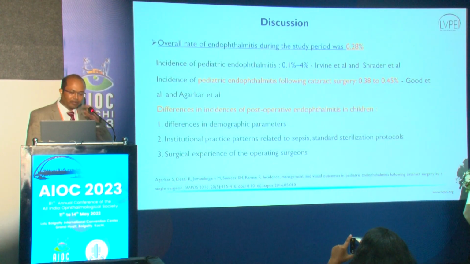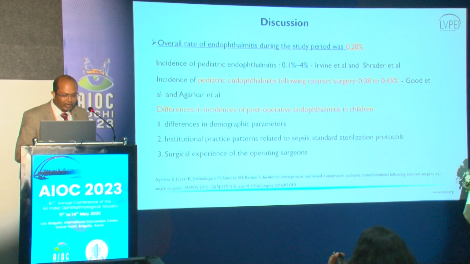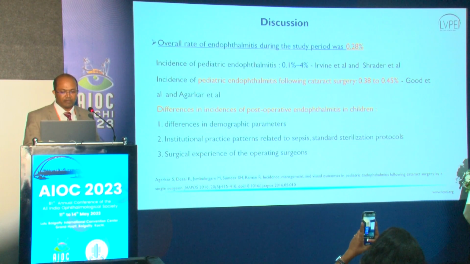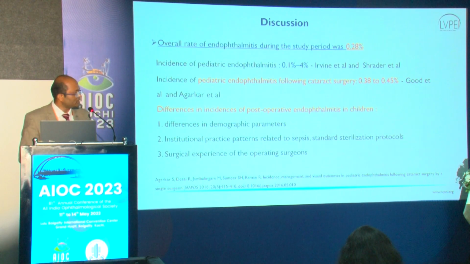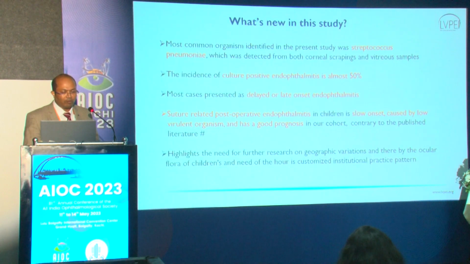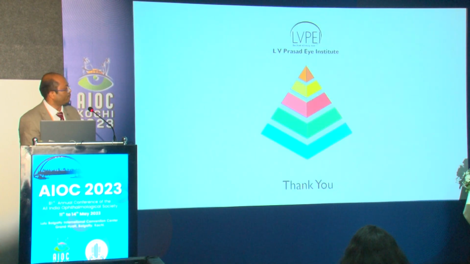Discussion: the overall rate of endophthalmitis during the study period was 0.28%. The published literature by Irwin, Shader or Good et al. ranges from 0.1% to 4%. And why is there such a big range? Is it a difference in demographic parameters? So I would like to state what's new in this particular study. Streptococcus pneumoniae culture positive endophthalmitis is almost 50%. Delayed or late onset endophthalmitis is common in children, and suture related postoperative endophthalmitis is of slow onset, caused by low virulent organisms, and has a good visual prognosis. Thank you.